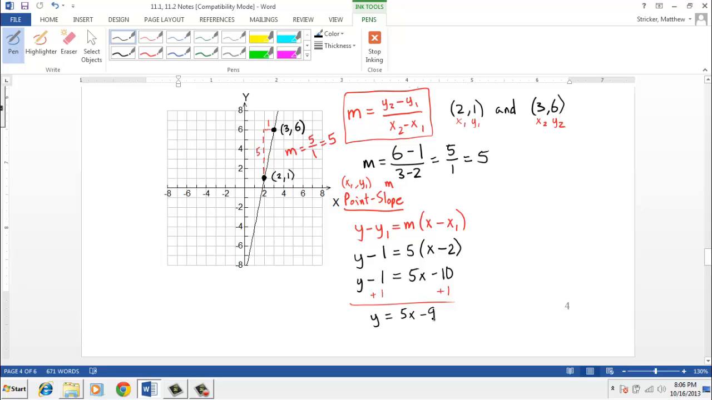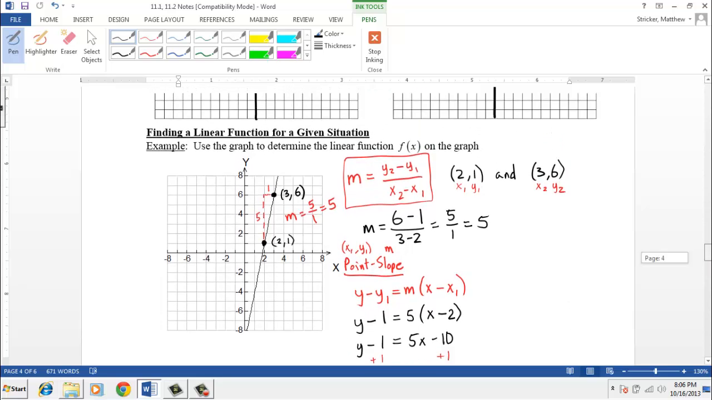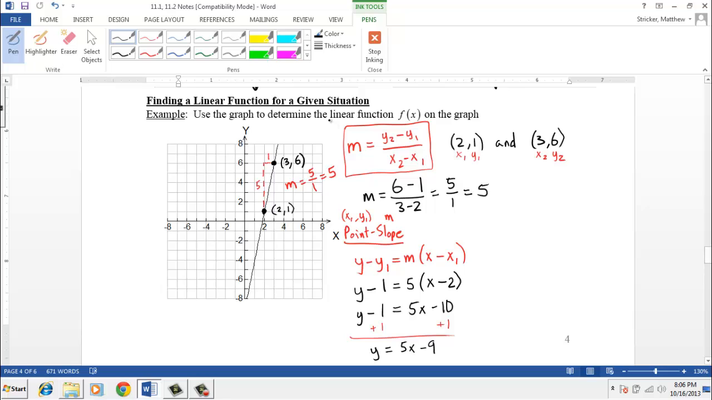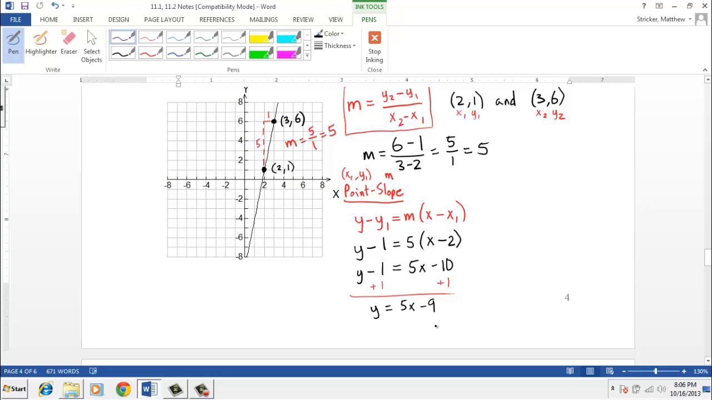And the only other thing that we should probably do is remember that this is a function that we were asked to find. The direction said use the graph to determine a linear function. So instead of y, we should use what? We should use f of x to replace y. So the linear function is f of x equals 5x minus 9. Okay, so that's the first way. The second way is to use slope-intercept form.